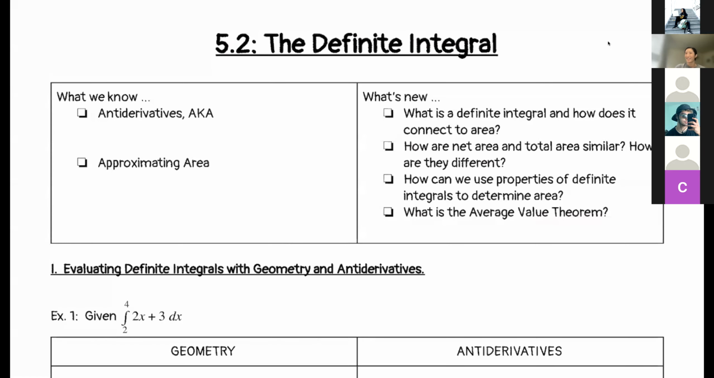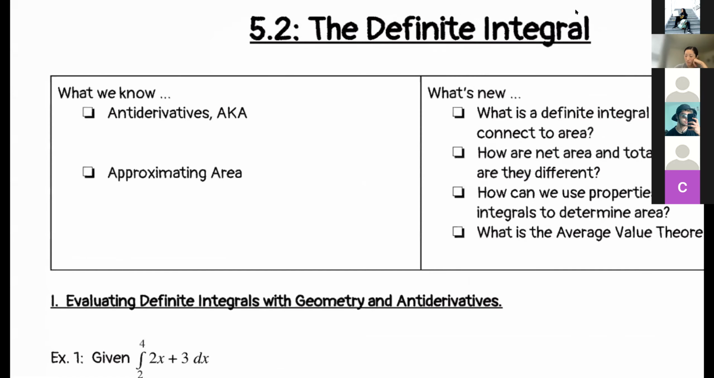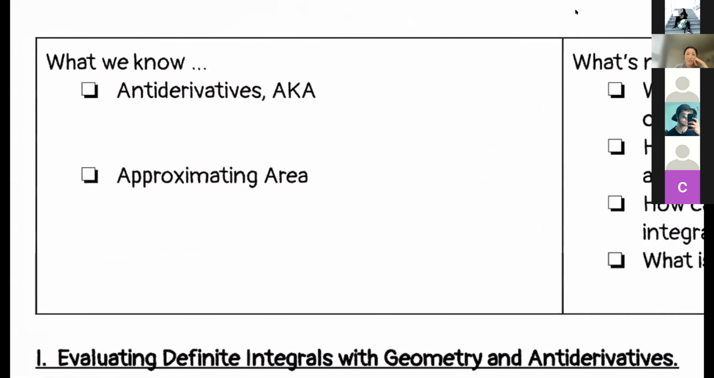All right. So we are in section 5.2, okay? 5.2 is something called the definite integral. And so let's start by looking at what we know versus what's new. So what do we know?